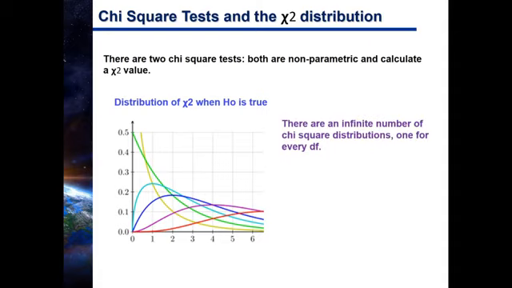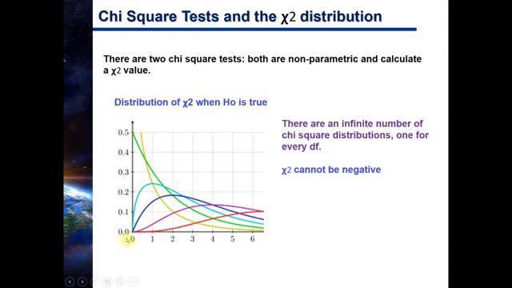So, properties of these distributions: there are an infinite number of chi-square distributions, one for every degrees of freedom, which is basically saying one for every sample size, because remember that degrees of freedom are very closely tied to sample size. Next one, chi-squared cannot be negative. It should be obvious why it can't be negative. Chi-squared, these are squared numbers.